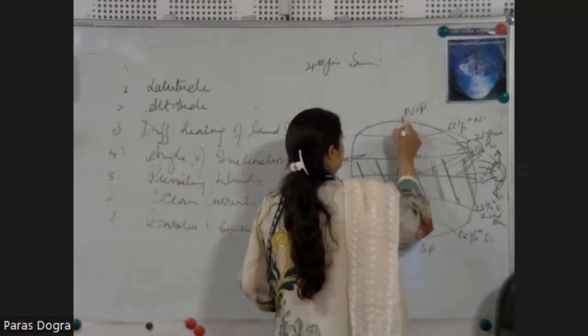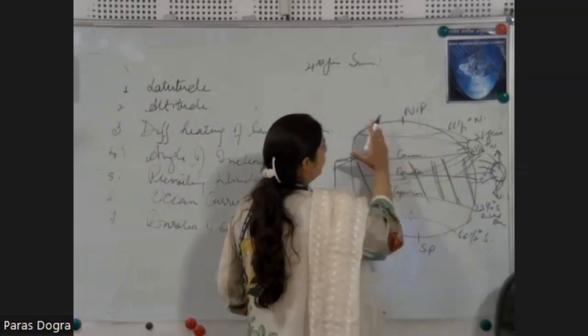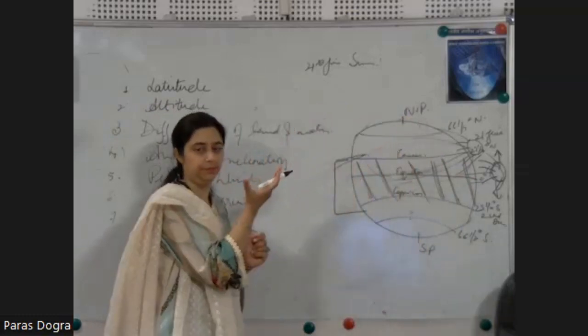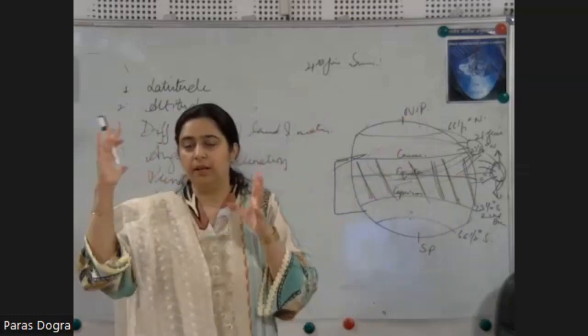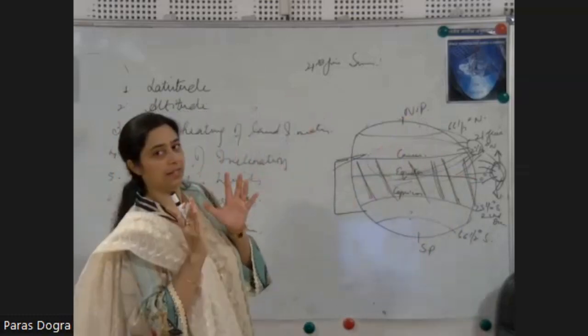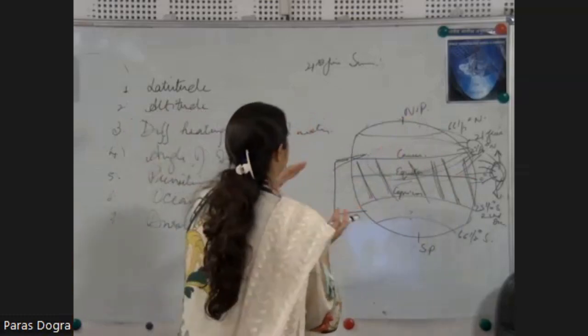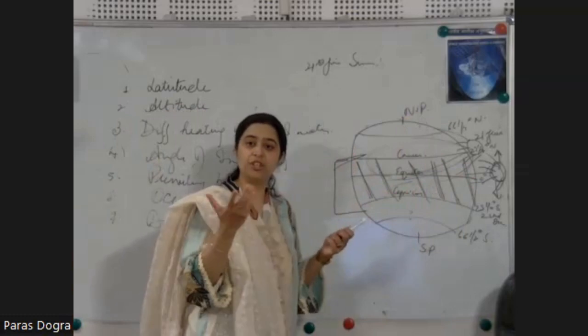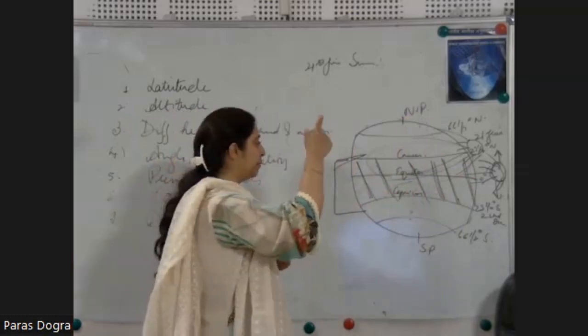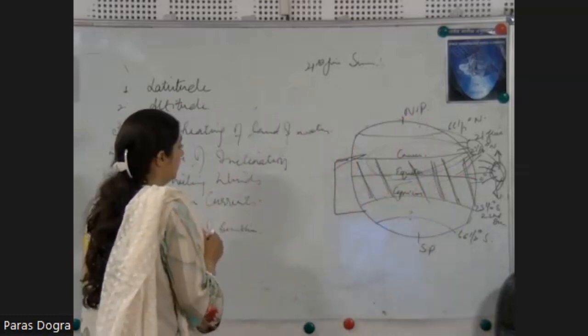There is also a tilt of the earth, which we all know, that the earth is not placed straight in space. It is with a slight tilt, and it is because of this tilt also that there are very big differences in the seasons. So yes, coming back again to the point of latitude.